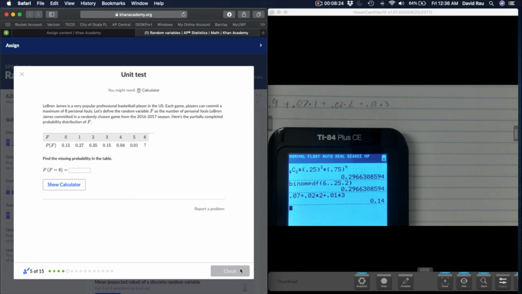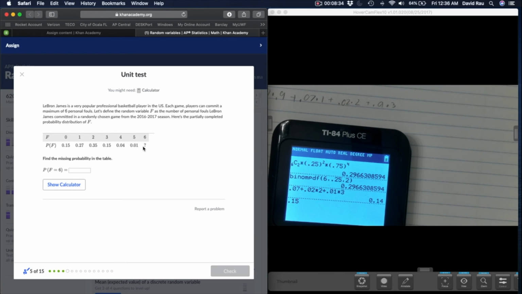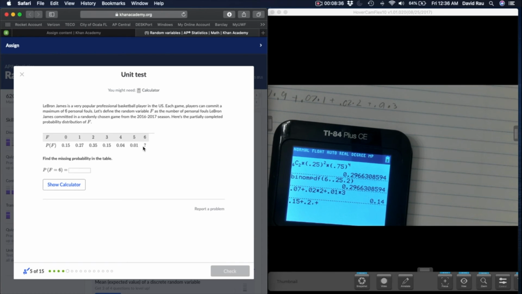Alright, and next, kind of same idea, find the missing probability. Now the idea is all probability has to add to 1, so let me add up all these prior values, 0.27 plus 0.35 plus 0.15 plus 0.04 plus 0.01. That equals 0.97, so the missing value must be 0.03. That way I would add up to 100% or 1.